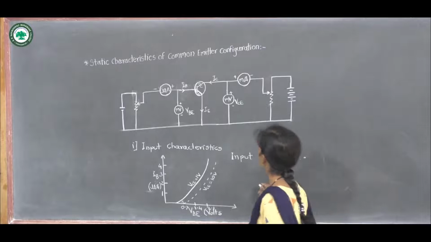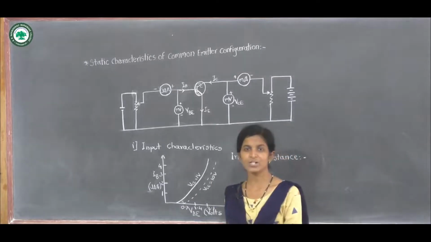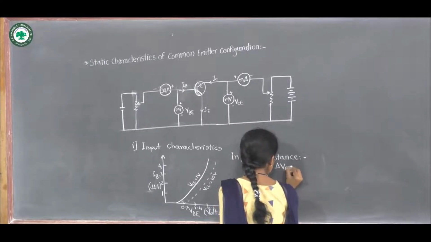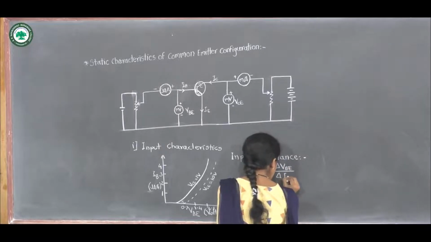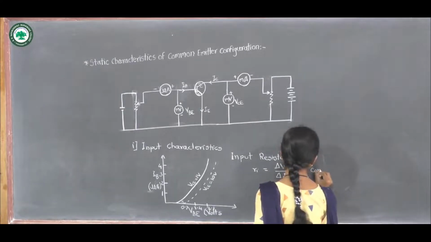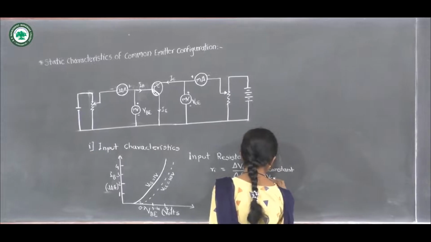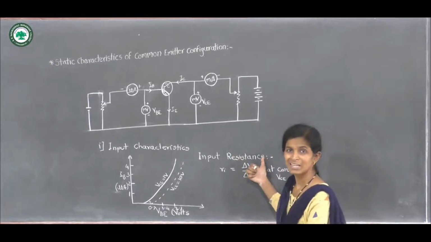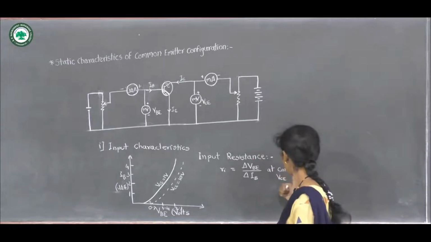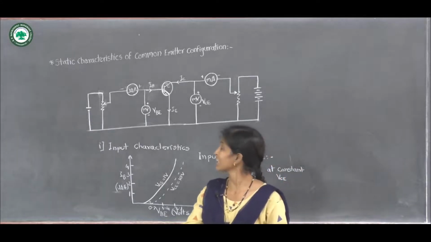Input resistance of common emitter configuration is nothing but the variation in VBE as a function of variation in IB at constant VCE. So the input resistance can be visualized as Ri is equal to delta VBE by delta IB at constant VCE. So this is all about the input characteristics of common emitter configuration.